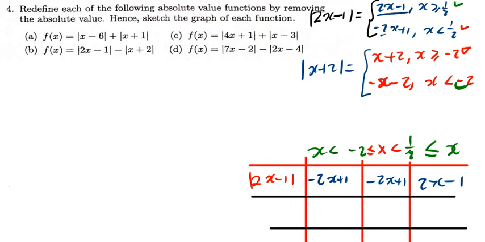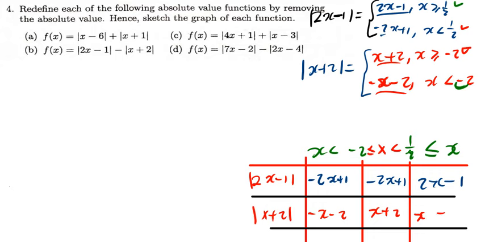I'm done. I go to the second one, the modulus of x plus 2. Which one is telling me that x is less than negative 2? It's this one, so I'll put negative x minus 2. Then here we are dealing with negative 2, so I'll concentrate on it. Which one is telling us that x is greater than or equal to negative 2? It's the second one, so I'll put x plus 2. Which one is telling me that x is greater than half? It's the same second one.